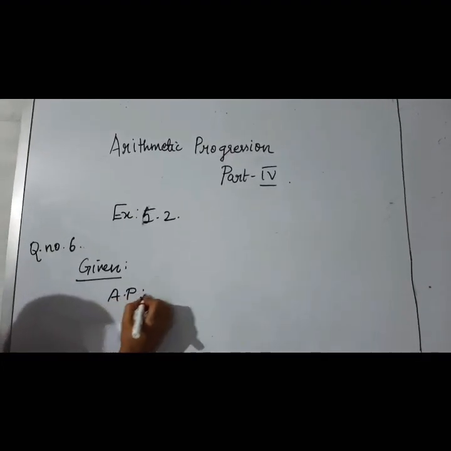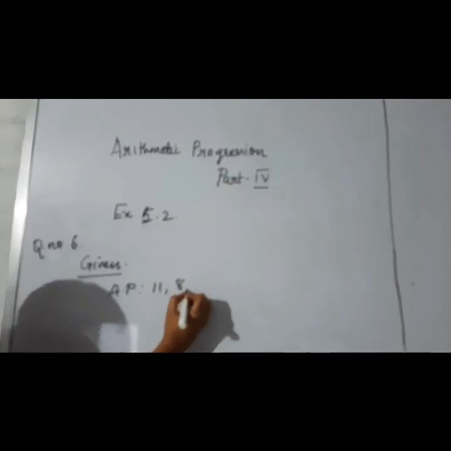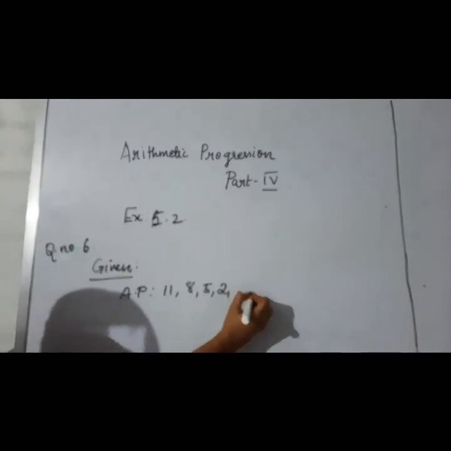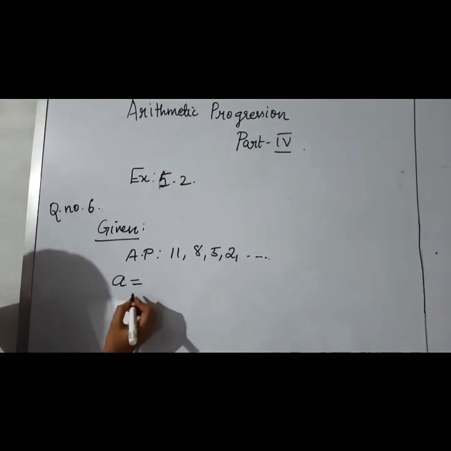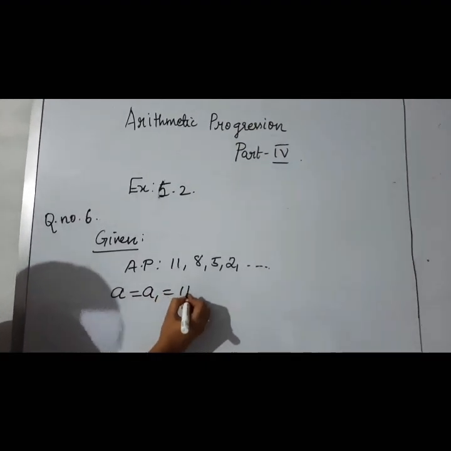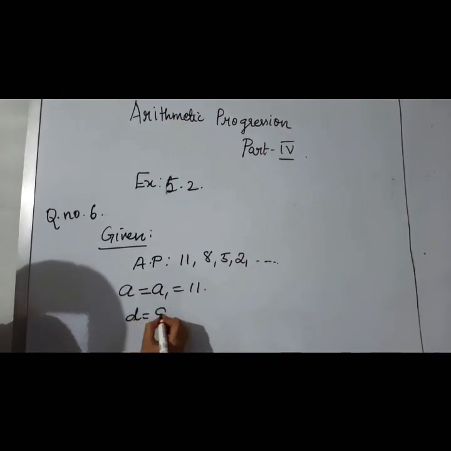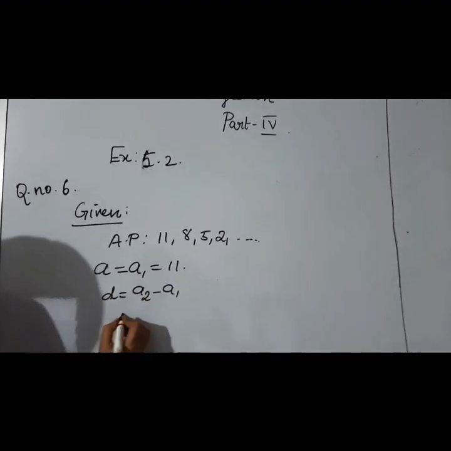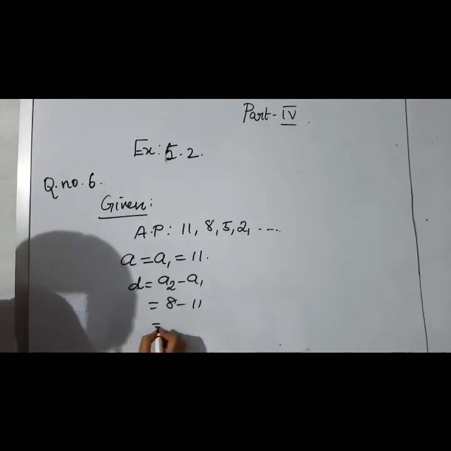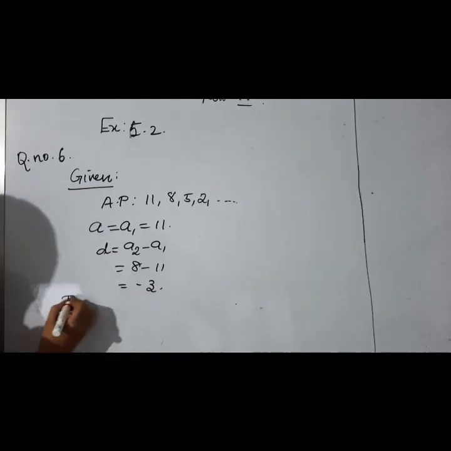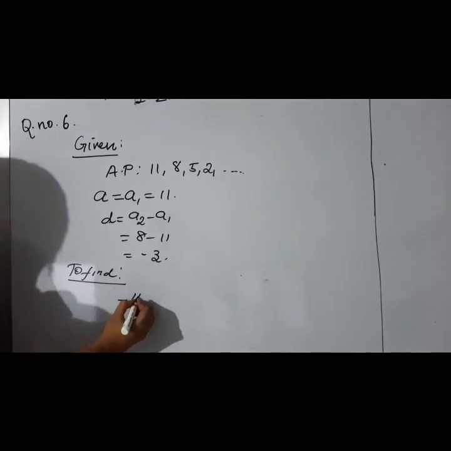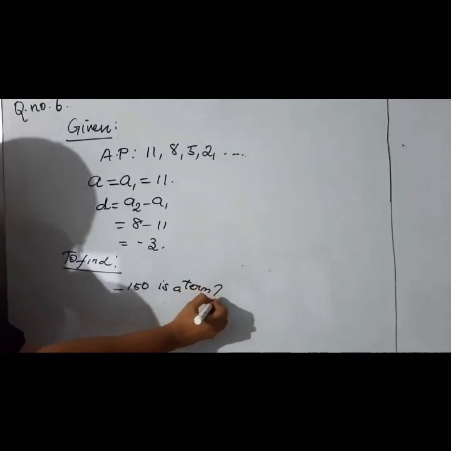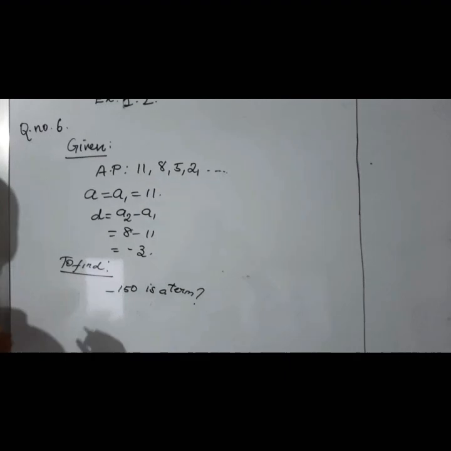Given is an AP with 11, 8, 5, 2, etc. So from this AP, what all values can you find out? a, which is your first term, is 11. d is equal to the difference of second and first term, that is 8 minus 11, which is equal to minus 3. What do you want to find out? To find whether minus 150 is a term of this AP. For this, what shall we do?